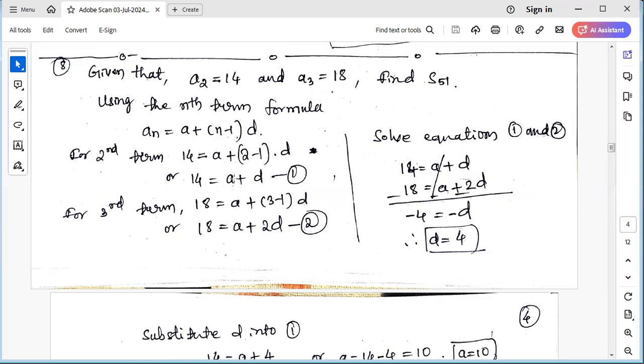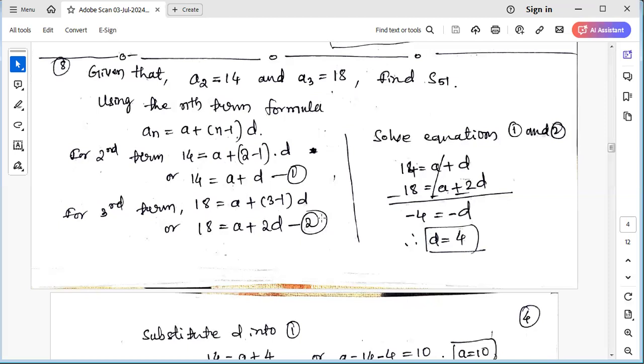So 14 is equal to a plus 2 minus 1, which is 1, into d. Let this be equation 1. Similarly, you write for the third term a_3. The third term a_3 is equal to 18 because a_3 is given as 18. So 18 is equal to a plus 3 minus 1 into d, or 18 is equal to a plus 2 into d. Let this be equation 2.